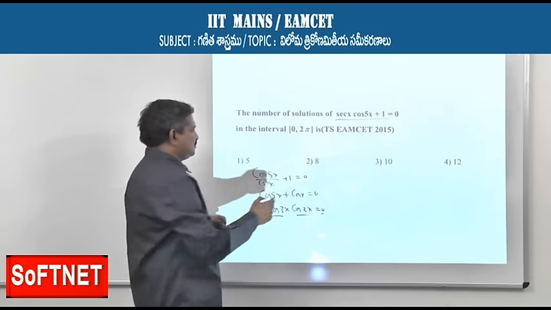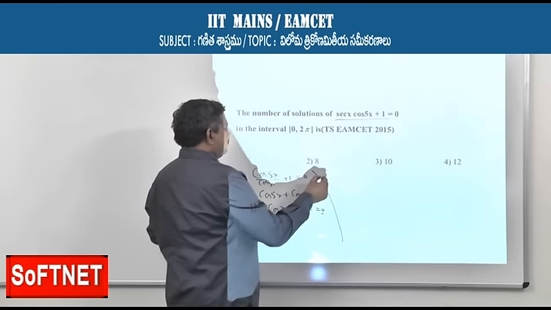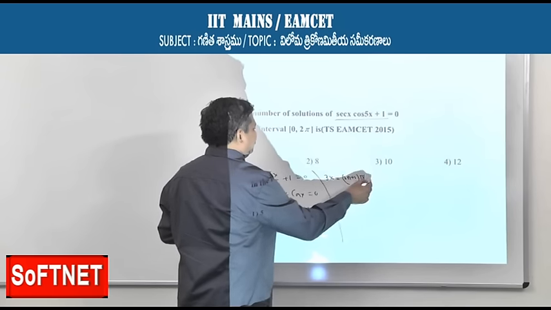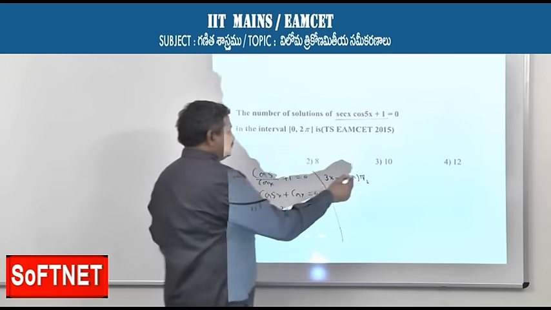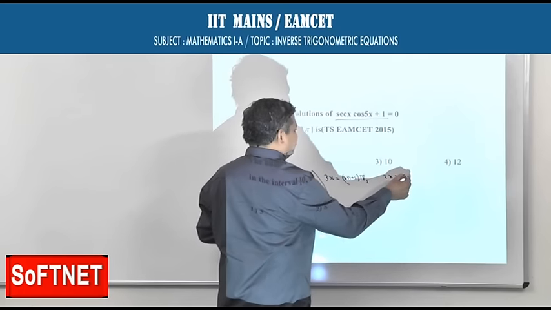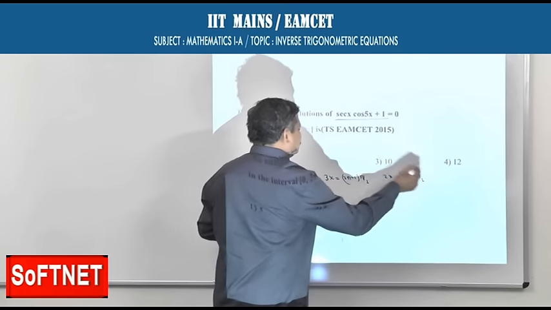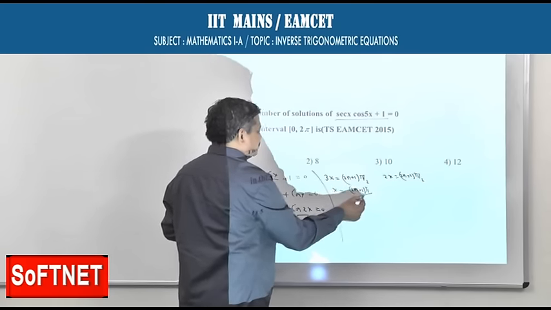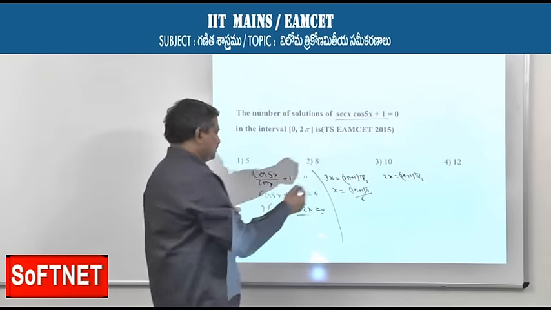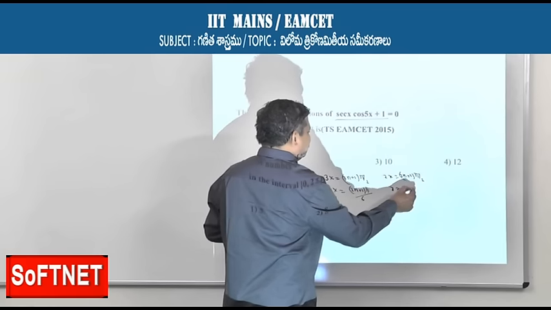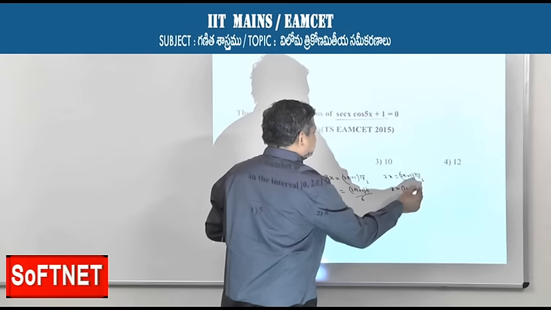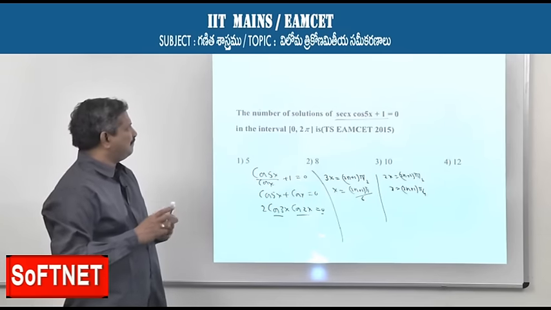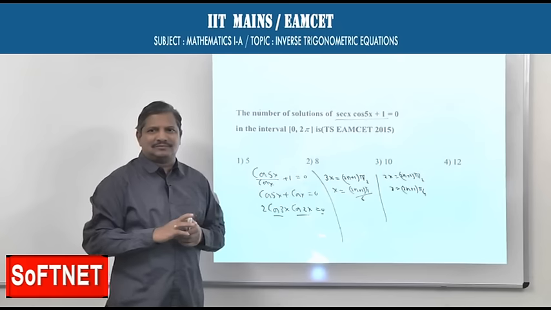Already we know from the general solution, cos 3x equal to 0 means 3x equals odd multiples, (2n plus 1) into pi by 2. Likewise, 2x equal to (2n plus 1) into pi by 2. Here x is (2n plus 1) into pi by 6, because I have moved the 3 to that side. And x is equal to (2n plus 1) into pi by 4. These are the values of x we got, but they asked for the number of solutions between 0 and 2 pi.